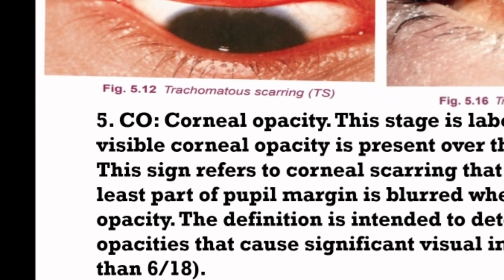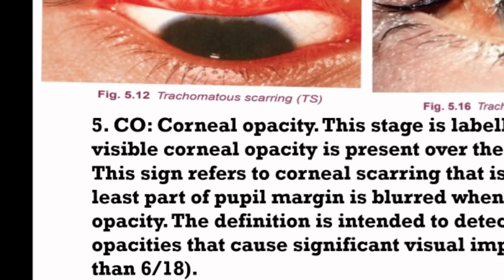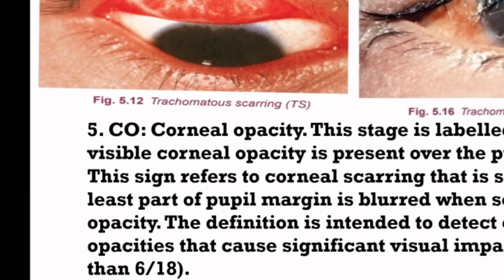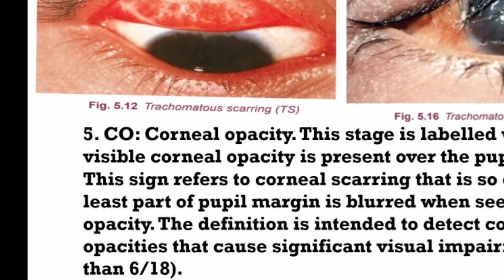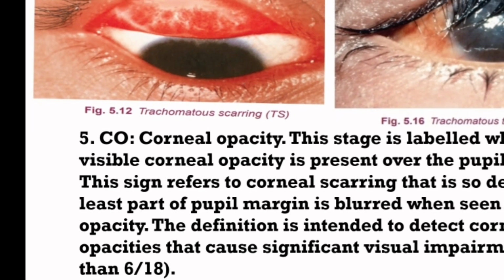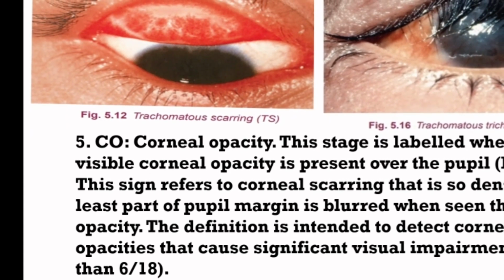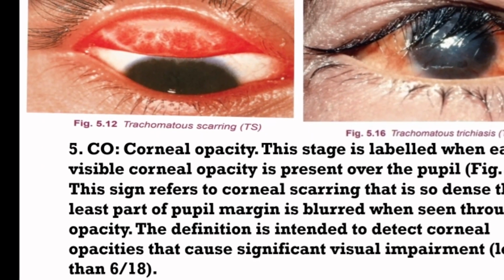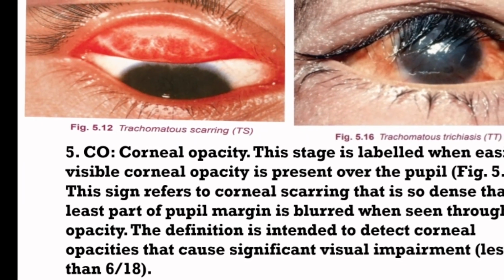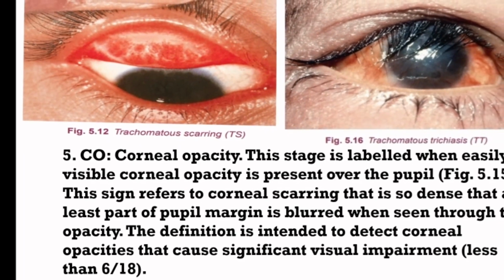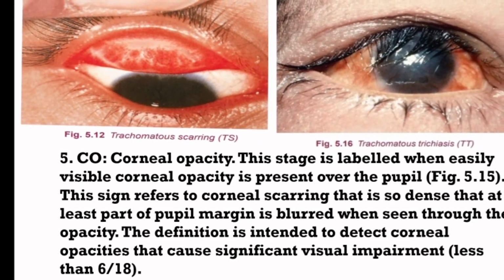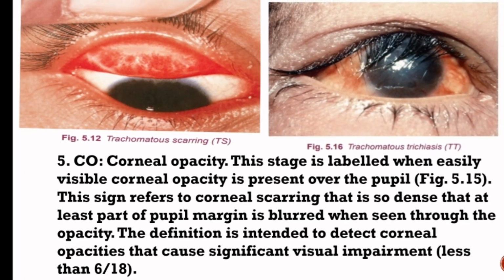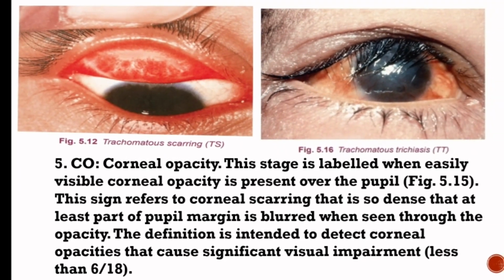The last fifth stage is corneal opacity. This stage is labeled when easily visible corneal opacity is present over the pupil. Sign refers to corneal scarring that is so dense that at least part of pupil margin is blurred when seen through the opacity. The definition is intended to detect corneal opacities that cause significant visual impairment, less than 6/18.